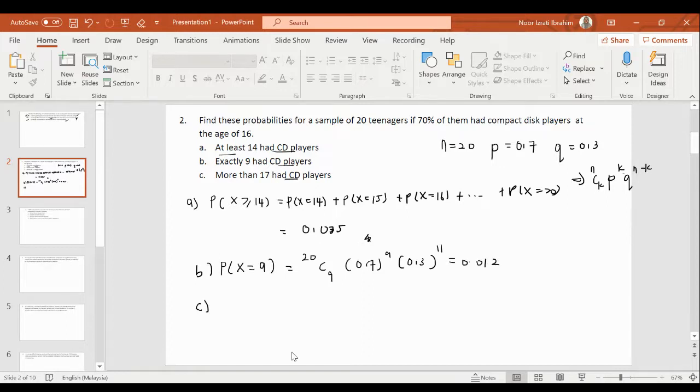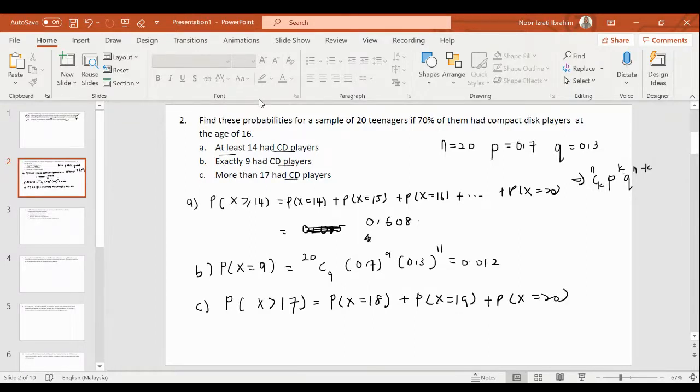And for C, we want to find the probability. Oh, but sorry, the answer for A is not 0.035, but the answer is 0.608. Sorry. For C, more than 17, X greater than 17, this is actually equal to the probability when X equals 18 plus the probability when X equals 19 plus the probability when X equals 20. You have to find one by one here, and the final answer you should get is 0.035.